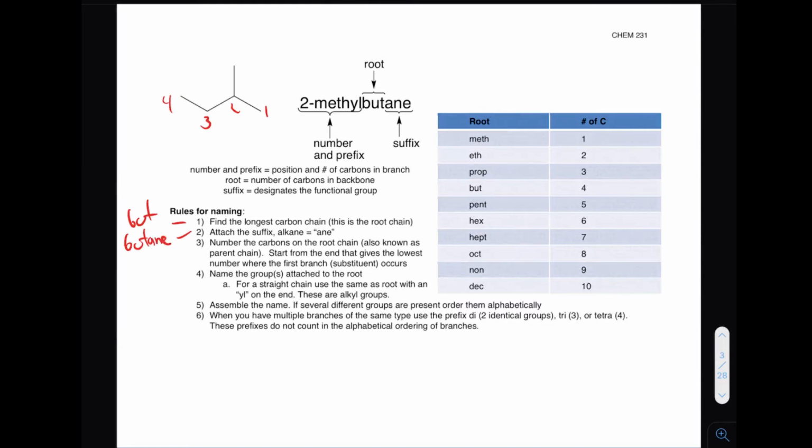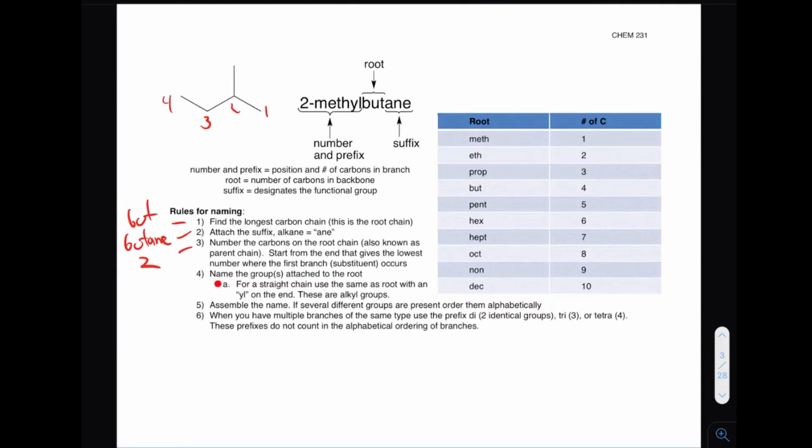Now step 3, number the carbons on the root chain. I guess I technically already did this, right? Start from the end that gives the lowest number where the first branch occurs, right? By first branch, we mean this thing, okay? If we numbered it the other way, we said 1, 2, 3, right? That wouldn't be as low a number as if we started from the right to the left. So 1, 2, okay? Now that'll be important later on. So here we'll just say, okay, 2. That is where that substituent is.